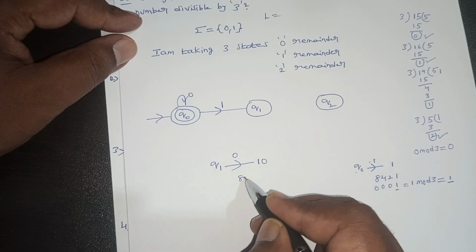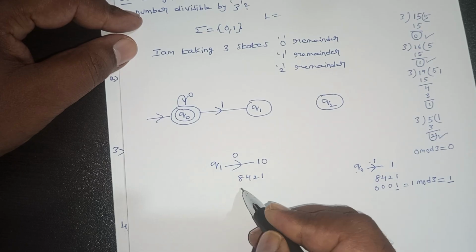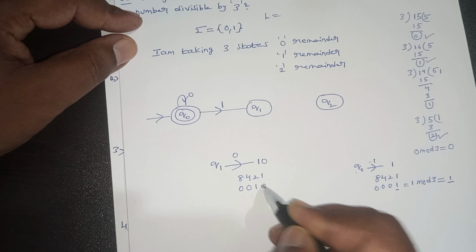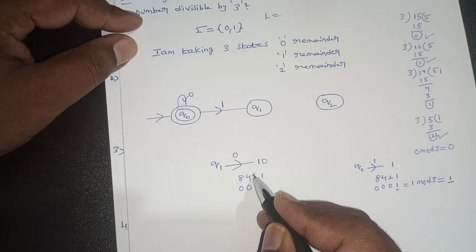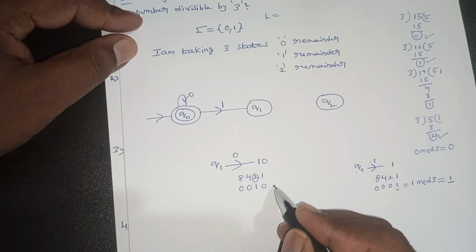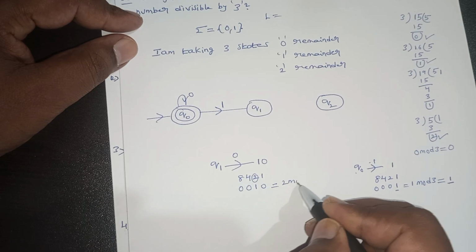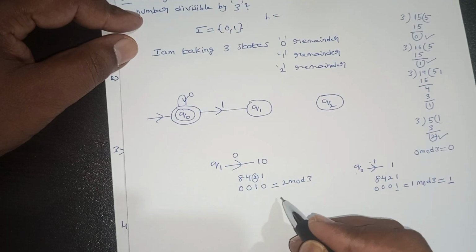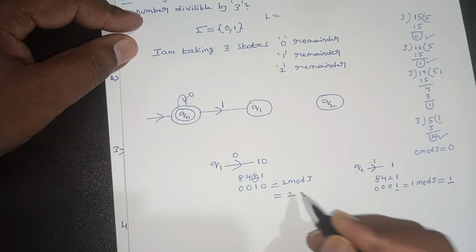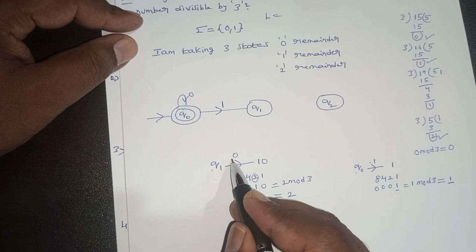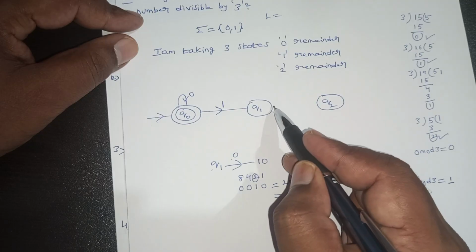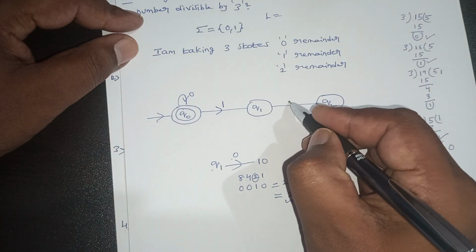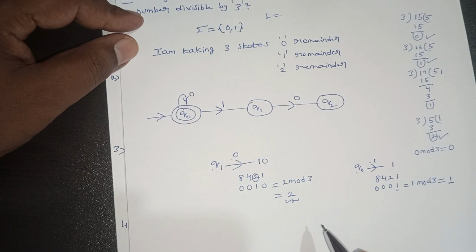Apply the code 8 4 2 1: 0 0 1 0. So what is the value? It is equal to 2. Then 2 mod 3. What will be the remainder? The remainder is equal to 2. It means that Q1 on 0, I am going to Q2.